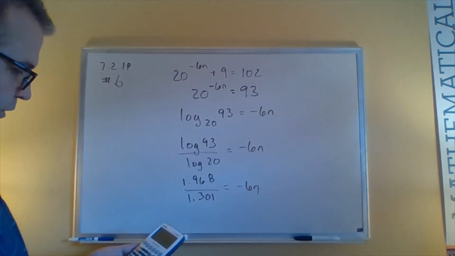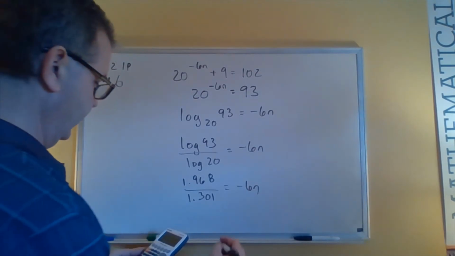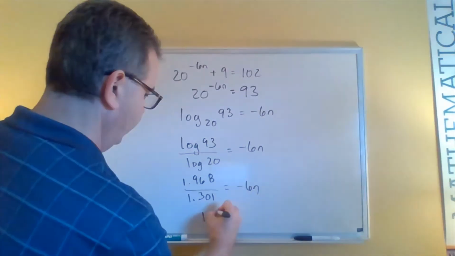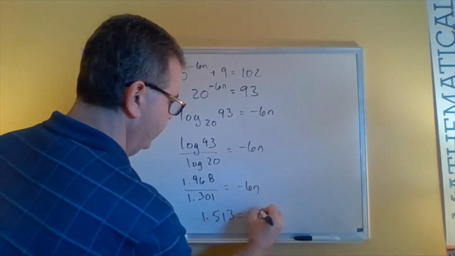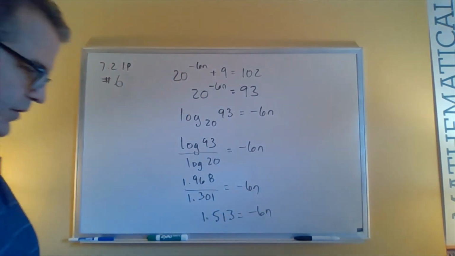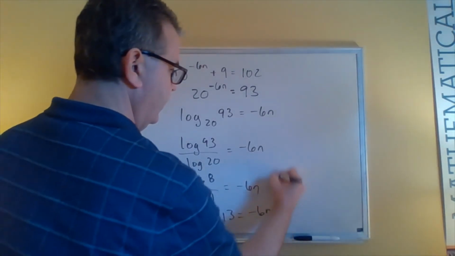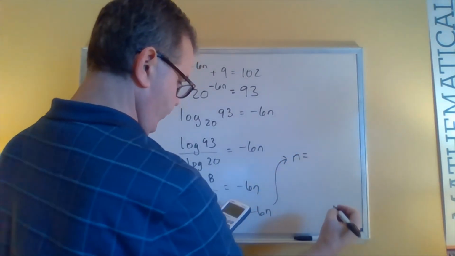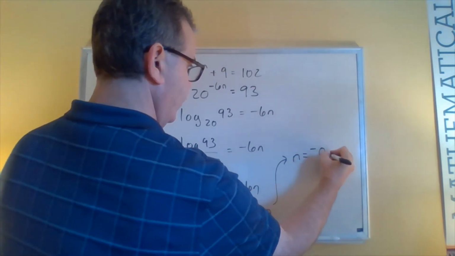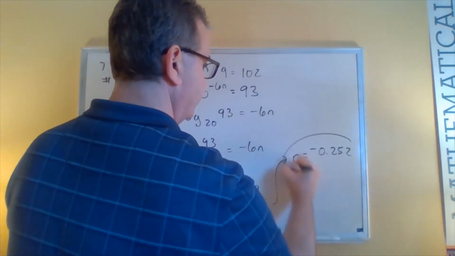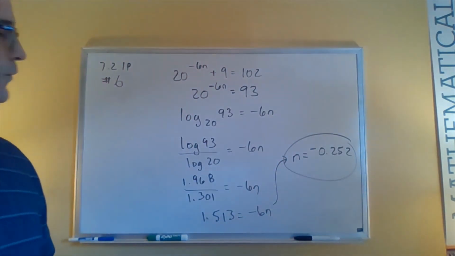1.968 divided by 1.301, that's going to equal 1.513 equals negative 6n. So let me divide that. 1.513 divided by negative 6 equals, so I'm going to have n equals negative 0.252. And that is our answer for number 6.